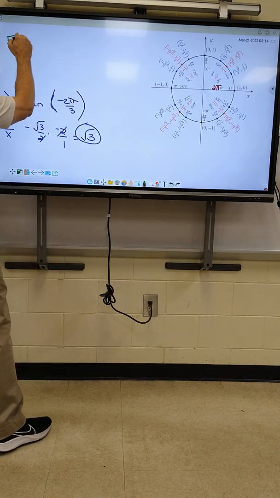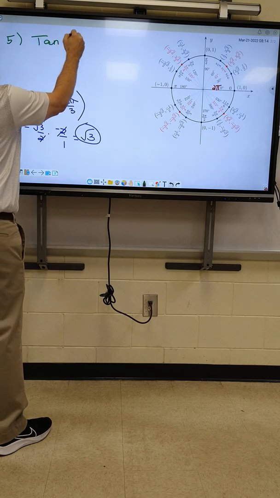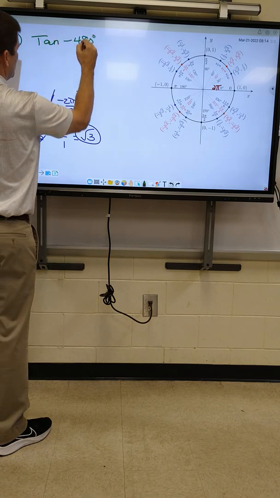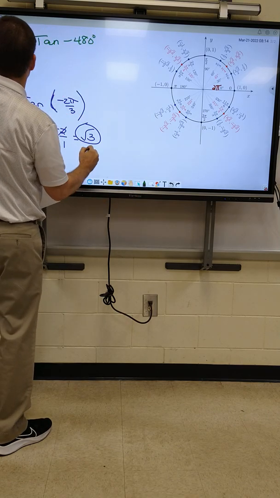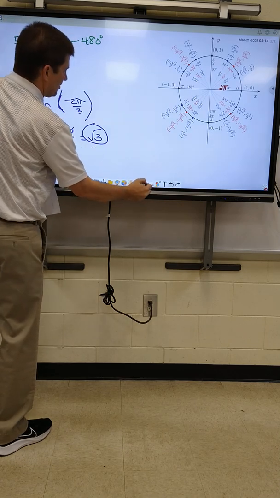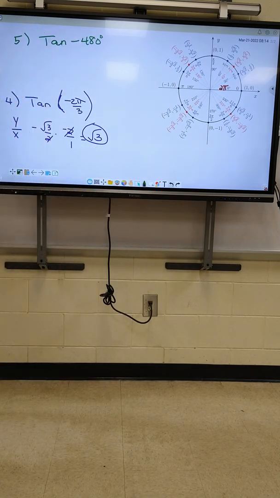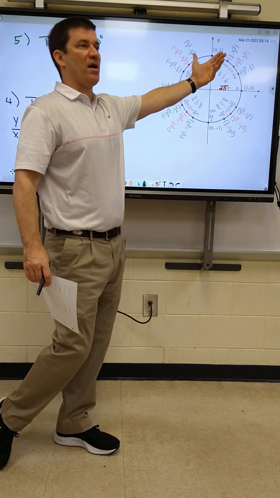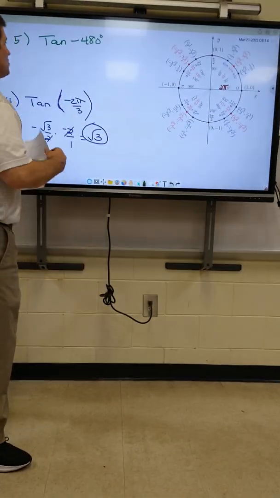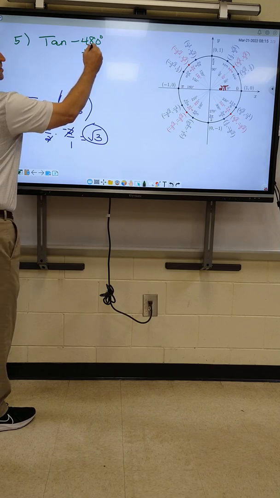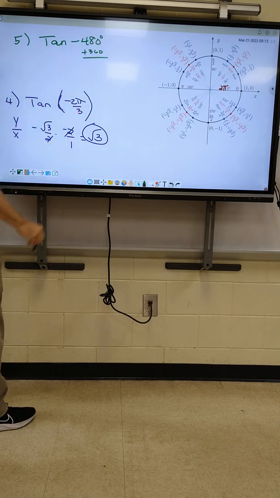Let's look at 5. Tangent of negative 480 degrees. I would not give y'all one like this on the test because you won't have your calculator. Negative 480 is not on the circle anywhere. There's not a positive 480 on the circle. So what y'all have to do is add 360 to make it a positive number.